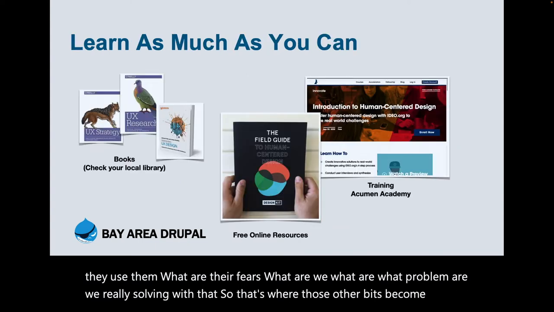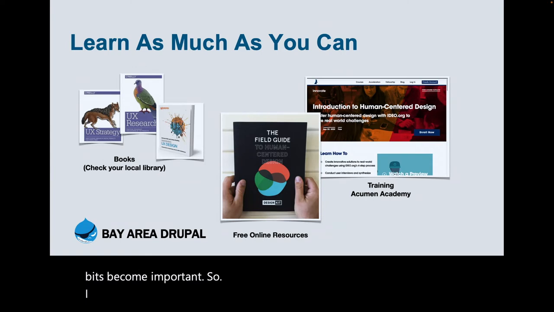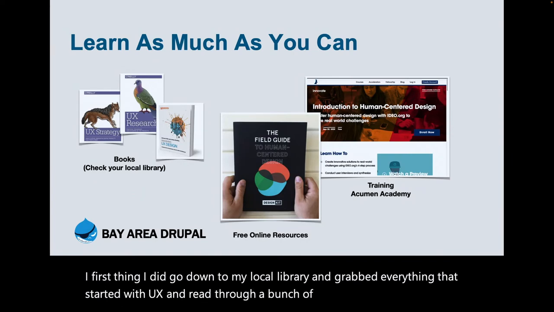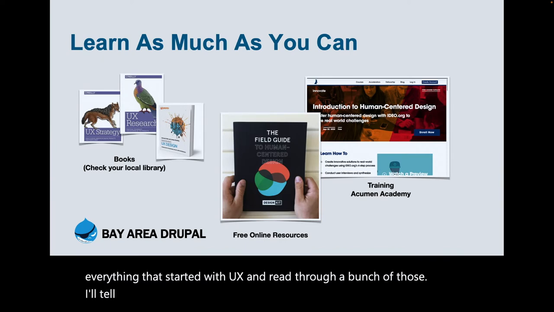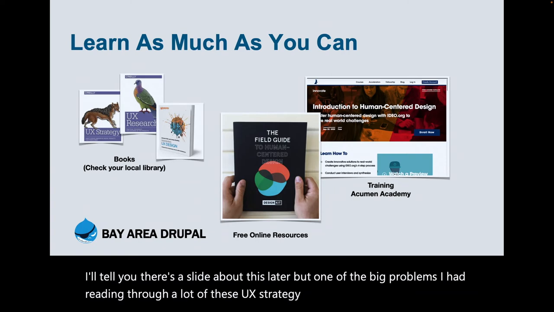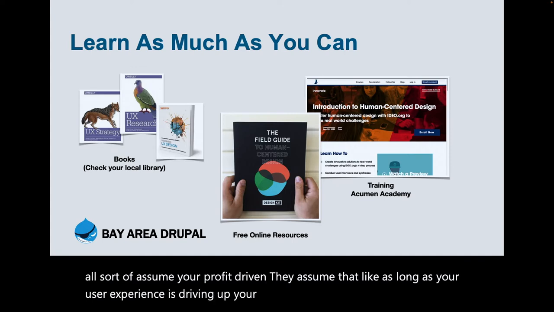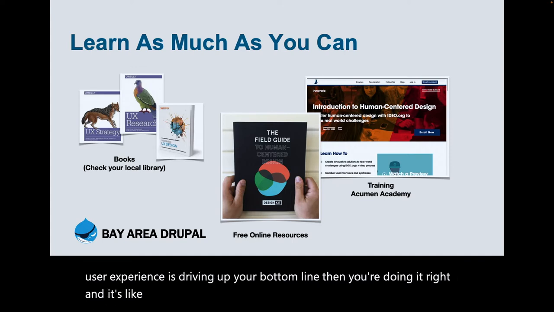So I recommend you learn as much as you can. Here are some good resources. First thing I did, I went down to my local library and grabbed anything that started with UX and read through a bunch of those. There's a slide about this later, but one of the big problems I have, even with a lot of these UX strategy and research books, is they all assume you're profit driven. They assume that as long as your user experience is driving up your bottom line, then you're doing it right. And it's like, well, that's not super helpful.